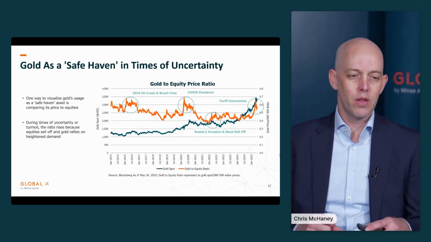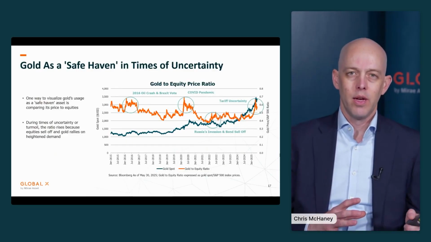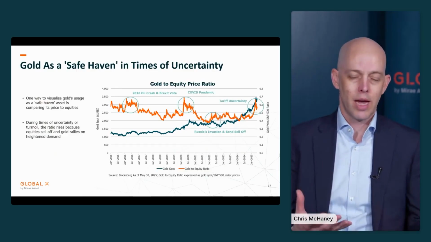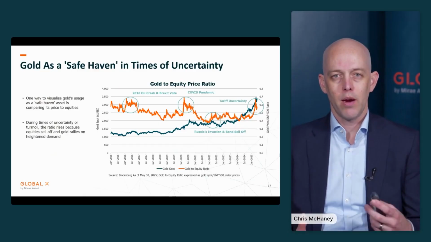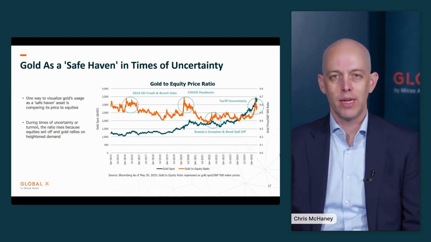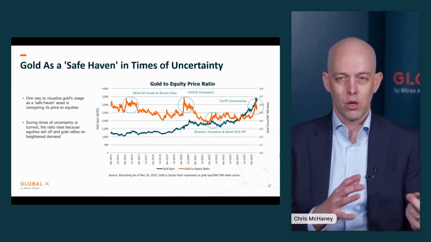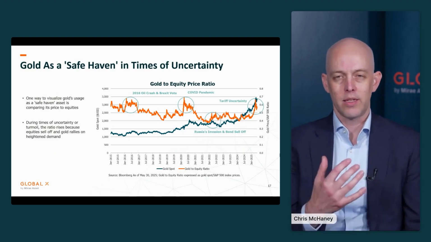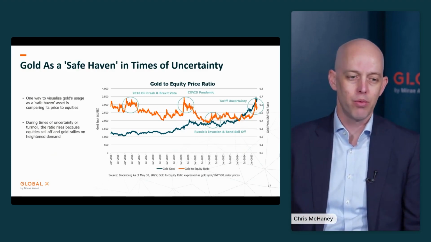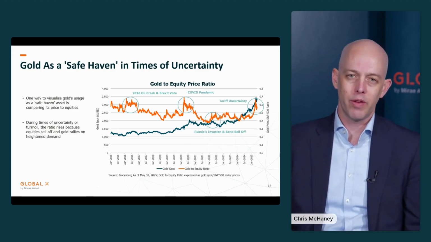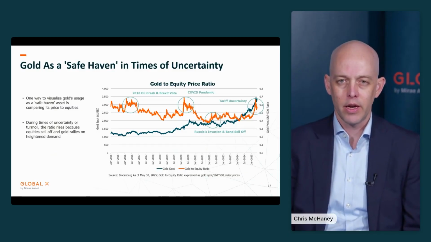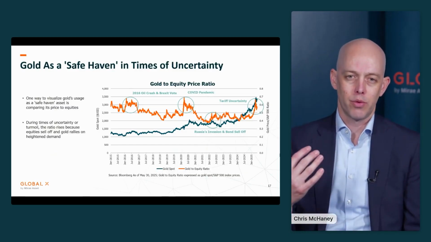So first of all, let's look at gold as a safe haven currency or type of currency. Again, we compare this to the equity price itself, or gold prices versus equity prices. That's the orange line in that ratio. And you can see really during each crisis that we've had over the last, call it 5 to 10 years, that gold price has really rallied.